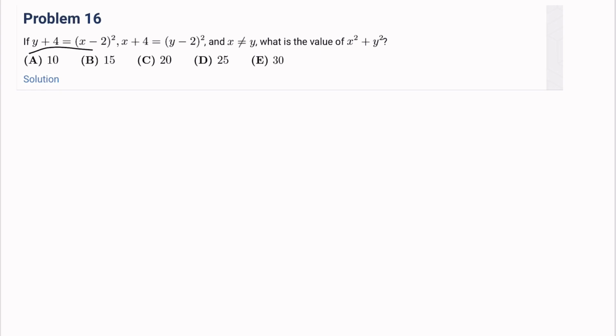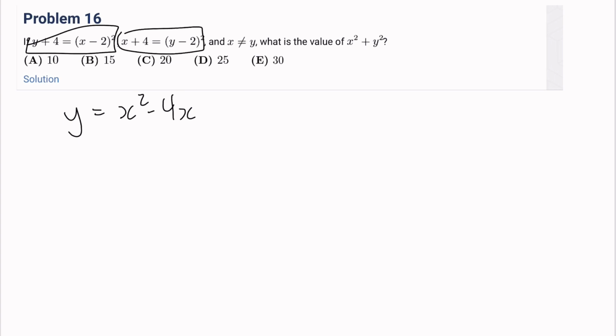Okay, so let's just expand all of these. y plus 4 equals x squared minus 4x plus 4, and we can take out the plus 4's. So that will be y equals x squared minus 4x, and we could do the same thing again for this one. But as you can see, this equation is just x and y swapped from this one, so we can just swap x and y here too. x equals y squared minus 4y, and if you actually expand this, this is what you get.